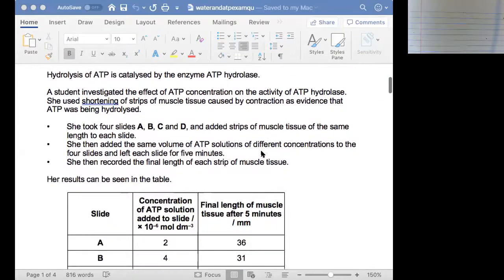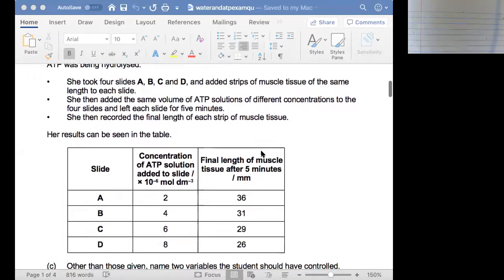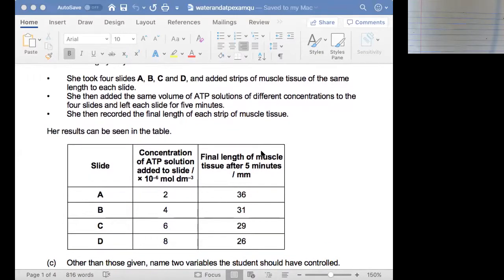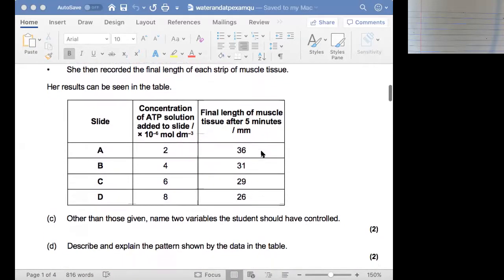So I'm just going to read through the question here. Hydrolysis of ATP is catalyzed by the enzyme ATP hydrolase. The student investigated the effect of ATP concentration on the activity of ATP hydrolase. She used shortening of strips of muscle tissue caused by contraction as evidence that ATP was being hydrolyzed. She took 4 slides, A, B, C, and D, and added strips of muscle tissue of the same length to each slide. She then added the same volume of ATP solutions of different concentrations to the 4 slides and left each slide for 5 minutes. She then recorded the final length of each strip of muscle tissue.